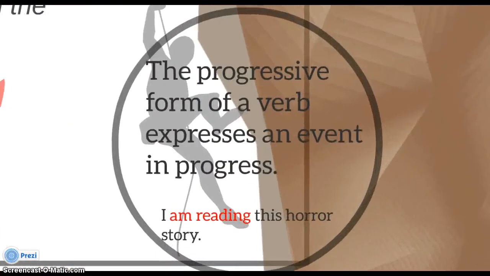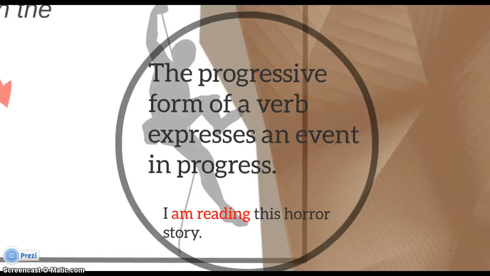The last thing is the progressive form. The progressive form of the verb expresses an event that is still in progress. I am reading this horror story. This is the progressive form because it describes an event that is still going on.